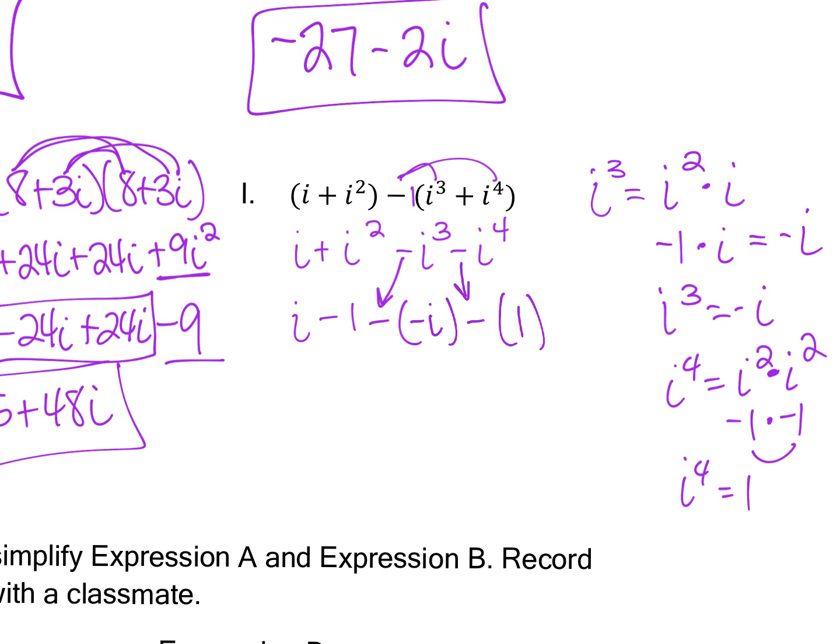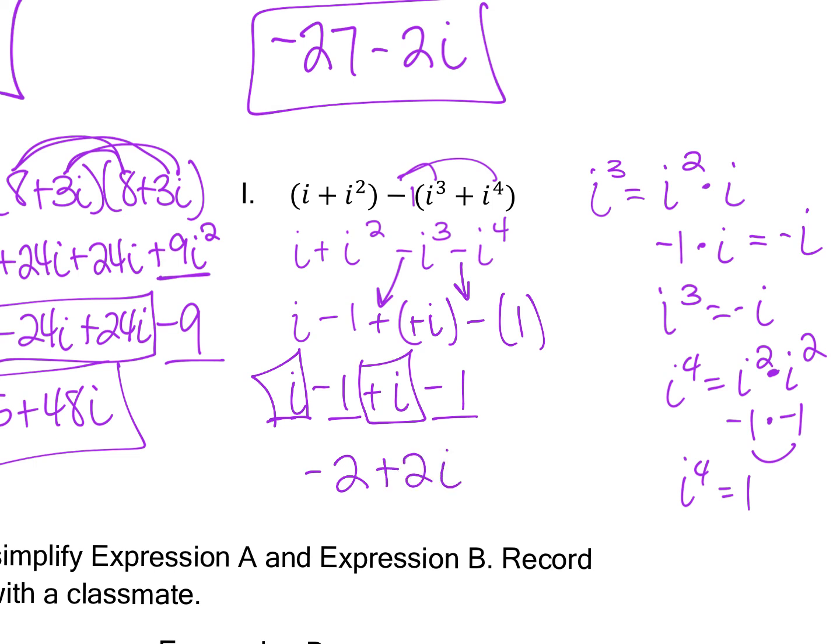Now we're going to start combining them. So I have i minus 1. That becomes a plus i. And then that becomes a minus 1. So combining your real parts, you get negative 2. And then combining your i's, 1i plus 1i is 2i.